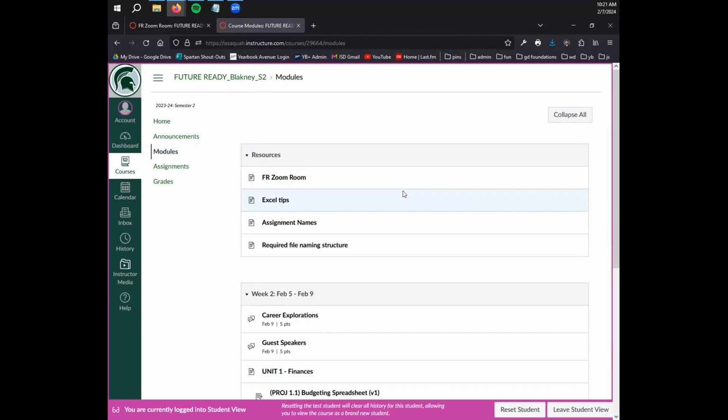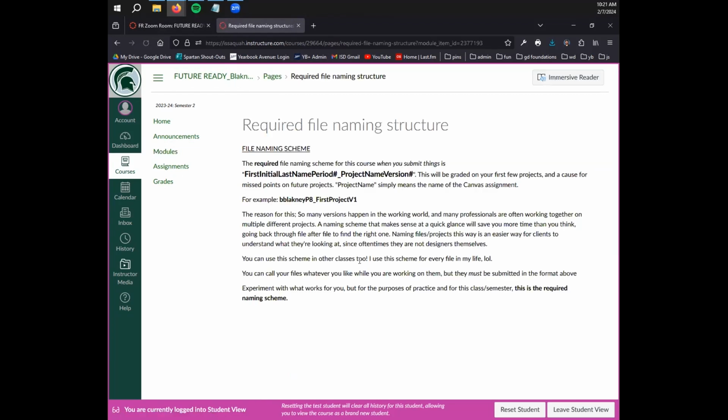Okay, so now we're going to talk about the required file naming structure of this class. This is only required for when you submit assignments. You can call your stuff whatever you want while you're working on it, but when you're submitting it, it needs to have this specific set of information. It needs to have first initial, last name, and then your period number, followed by an underscore or a hyphen, because computers don't really like spaces, so you want to do either one of those two. Then the project name, which is what it is on Canvas.